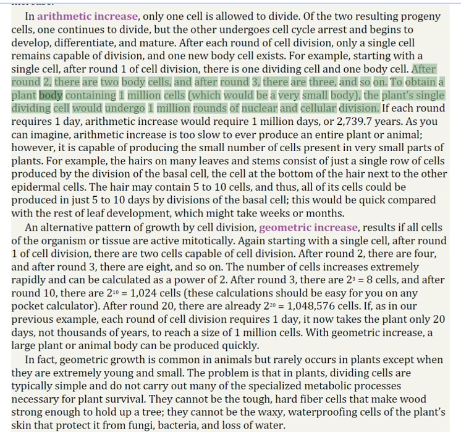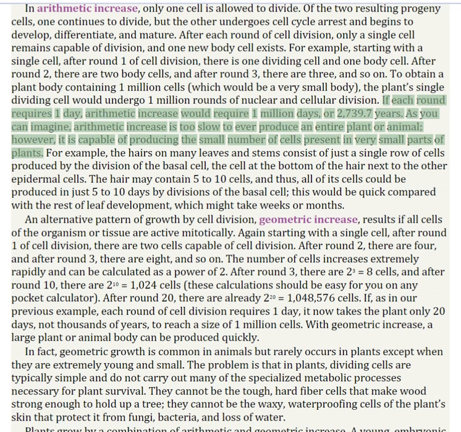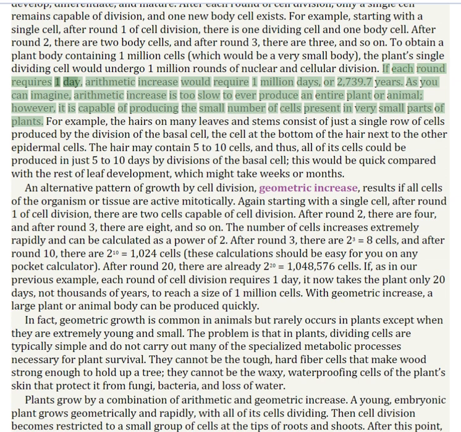To obtain a plant body containing 1 million cells, the plant's single dividing cell would undergo 1 million rounds of nuclear and cellular division. If each round requires 1 day, arithmetic increase would require 1 million days, or 2,739.7 years. As you can imagine, arithmetic increase is too slow to ever produce an entire plant or animal. However, it is capable of producing the small number of cells present in very small parts of plants.